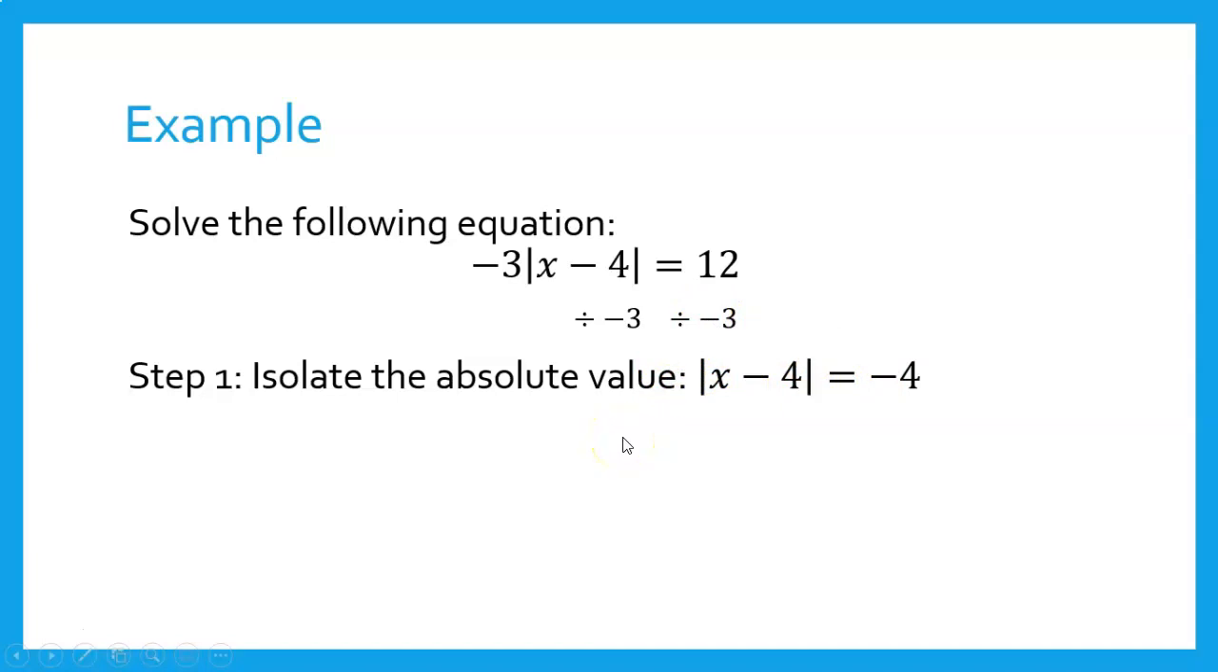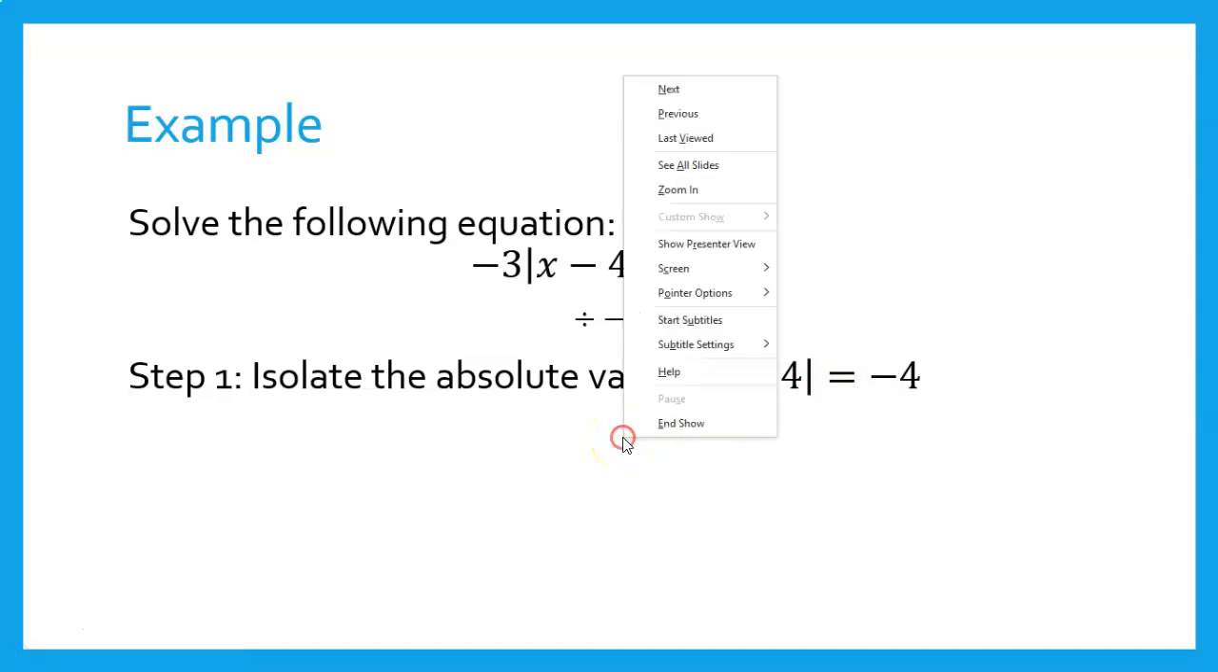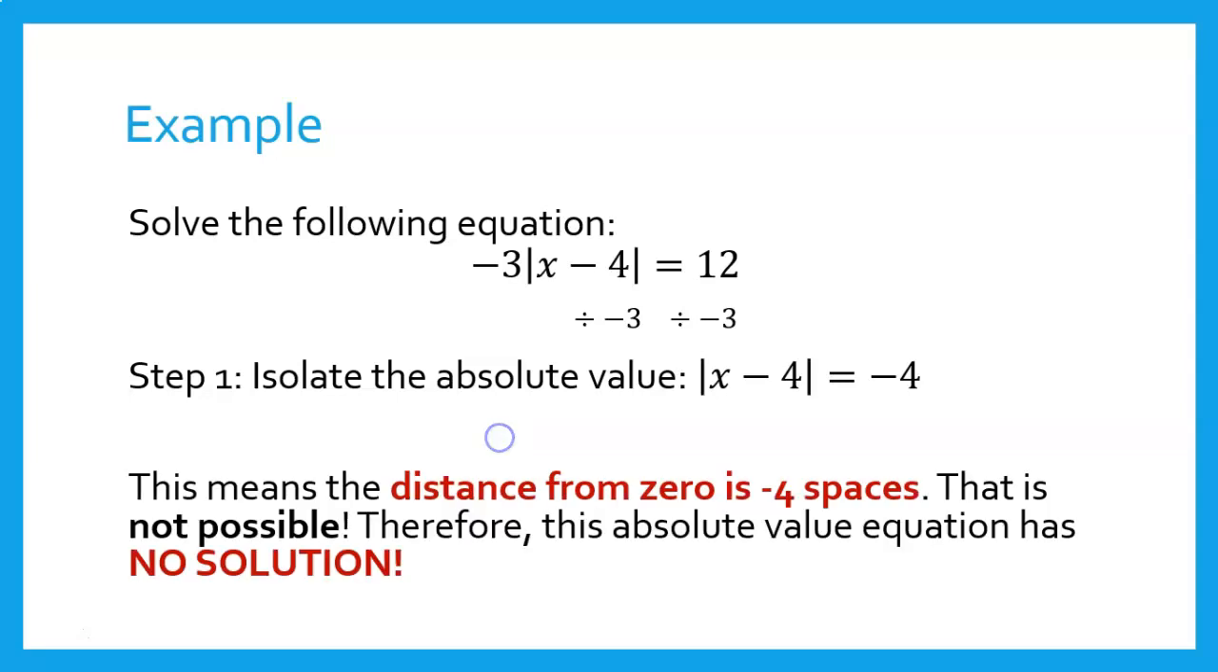Now, when I look at this, I need to think, what does that mean? Well, that means the distance from zero, the absolute value, equals -4 spaces. That's not possible. You cannot have a negative distance. So therefore, there is no value of x that will make this equation true. So it has no solution. So if you isolate your absolute value and it equals a negative number, there will never be a solution. It will never be true.